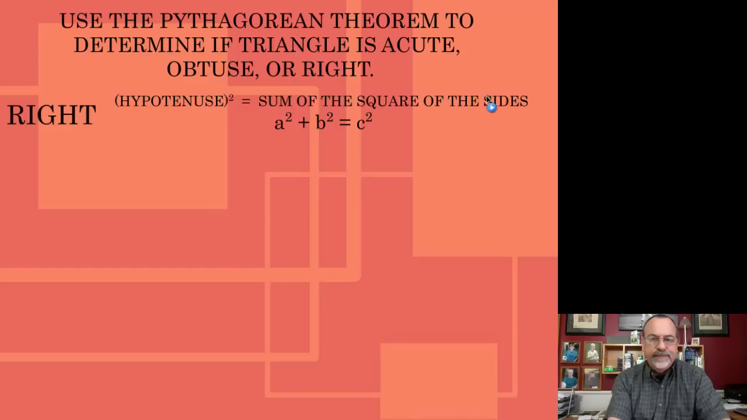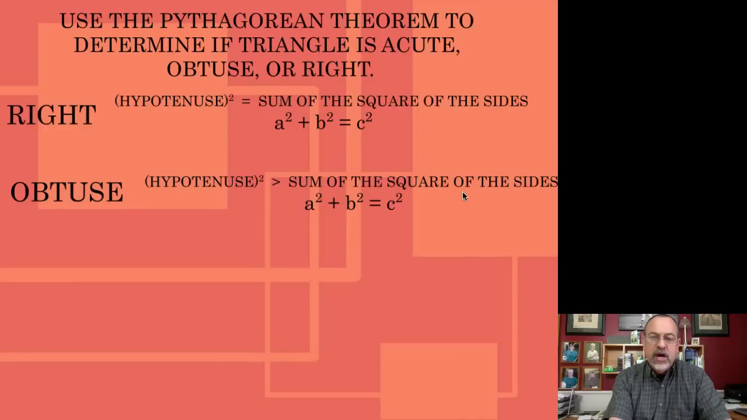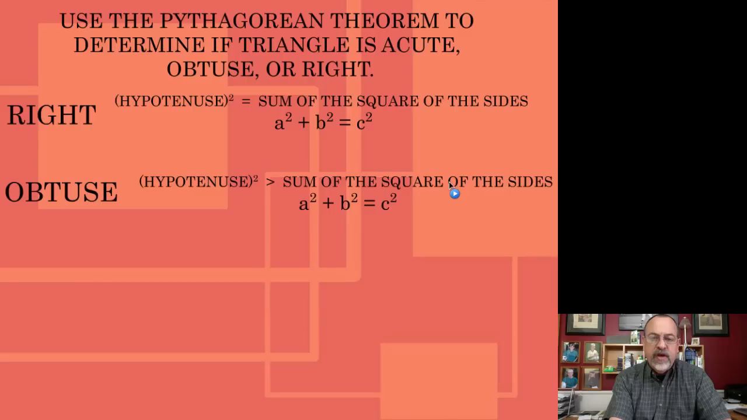And here's how we do it. If you take the larger of the three values and substitute them into a squared plus b squared equals c squared, the larger of the three values going into c squared. If that c squared value ends up being larger than the sum of the other two squared, then we know that it's not a right triangle, but we can tell that it is an obtuse triangle. So if the hypotenuse squared is larger, then those three values represent an obtuse triangle.